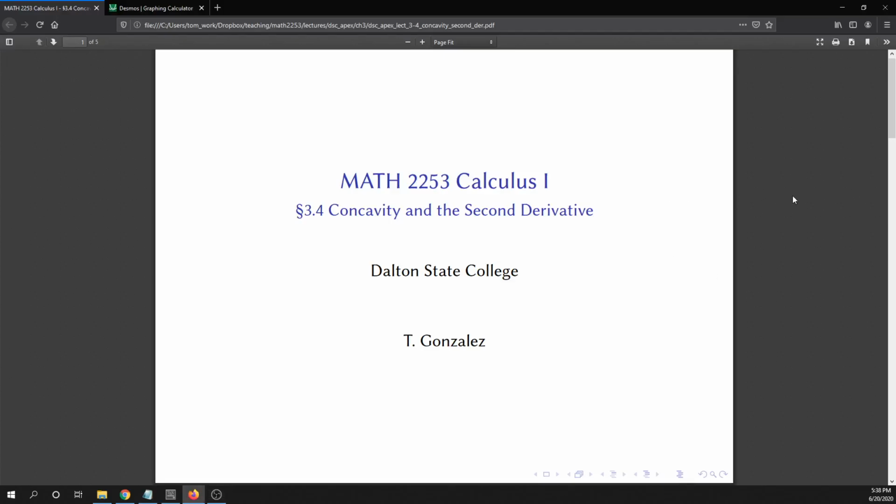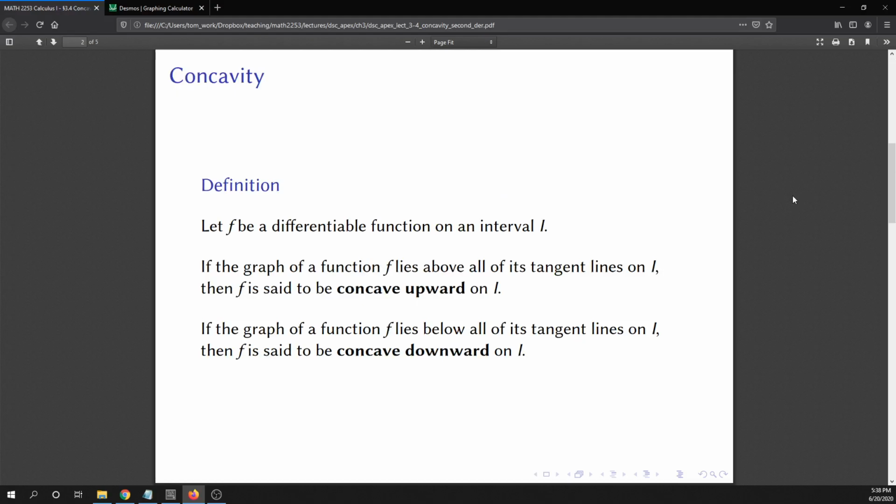In this video, we are going to talk about concavity and the second derivative. All right, so first off, we'll start with the definition of concavity. So let f be a differentiable function on an interval I.